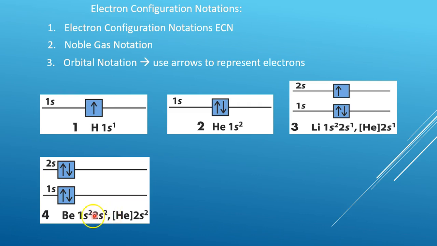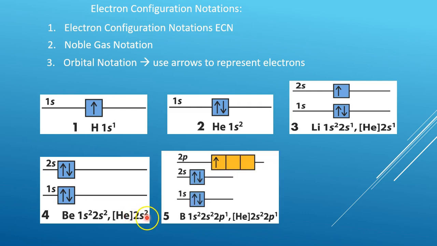Notice here, this is your electron configuration notation. This one is your noble gas notation. It means that we can abbreviate. We can look at the noble gas prior to that element and put it in brackets, and then continue on from that element. Helium, in this case, has 2 electrons, so then we write the next one, the 2s1. The same thing here. We have the noble gas notation for beryllium. It would be helium in brackets, 2s2.